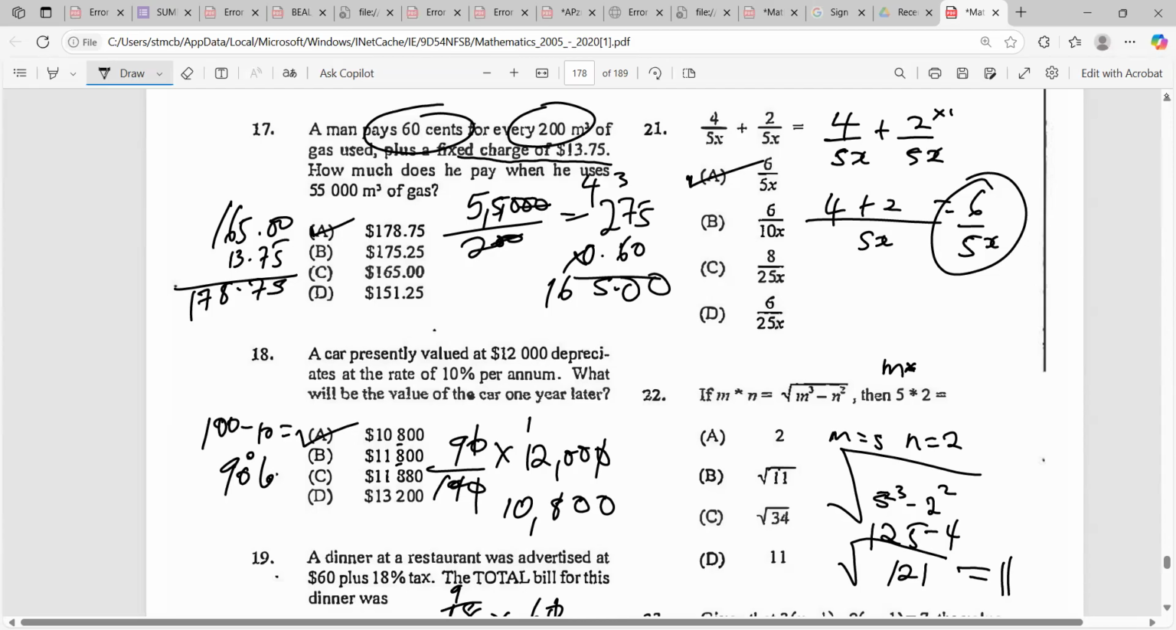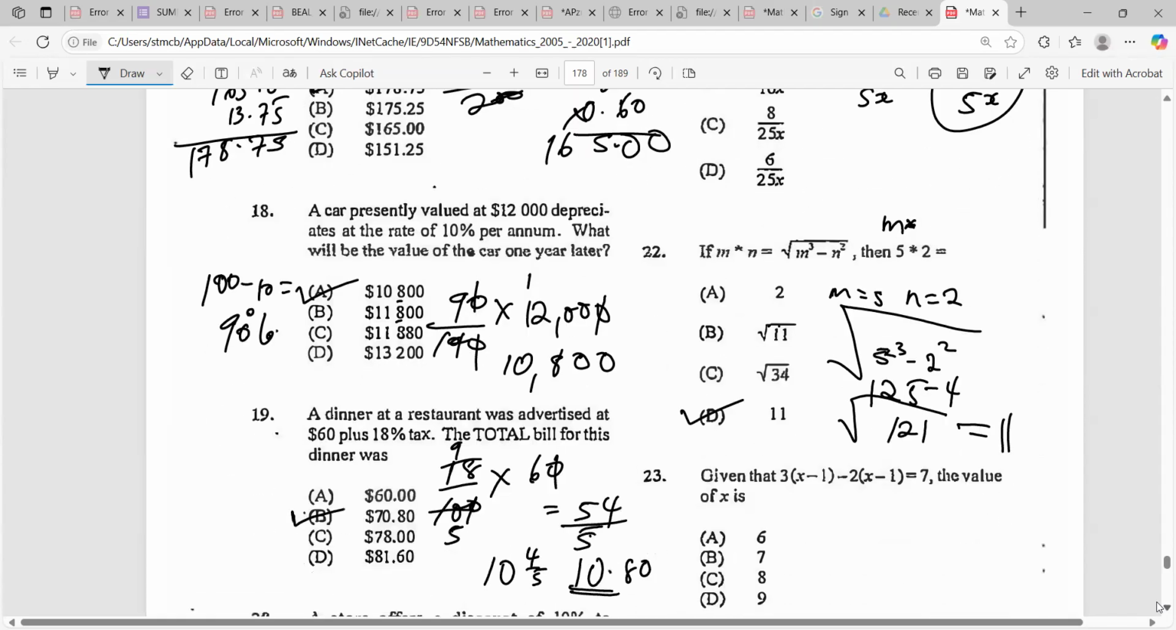See what I'm saying? Then put this. Students might actually fall for that. Yeah. So it's actually 11 after we find the square root of 121. Right, let's move on to 23.